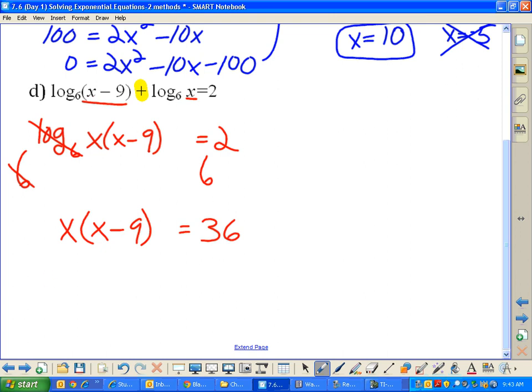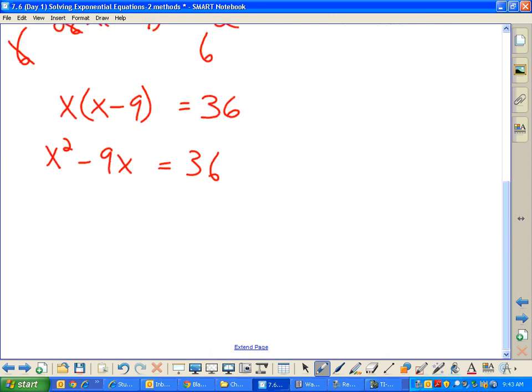Again, I'm going to have to distribute. And I see once again that I have x squared or a degree 2 polynomial, and I really can't solve that unless one side is equal to 0. Unless you wanted to complete the square, which we could talk about another day. Factors of negative 36 that make negative 9. 9 and 4. Nope.